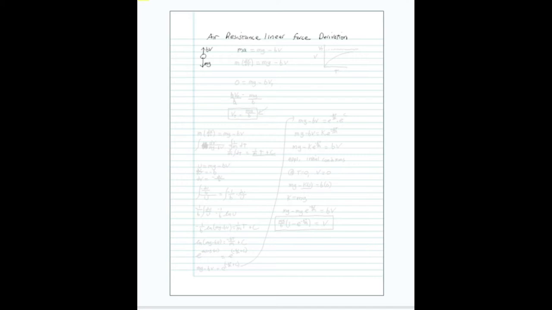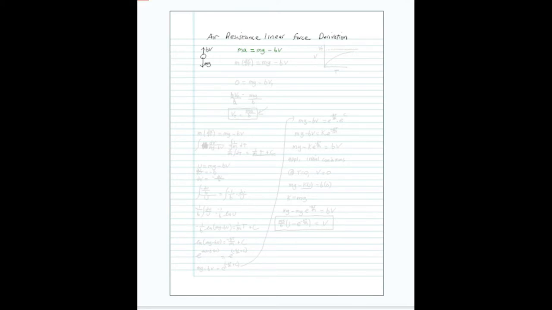So we have ma. I'm going to call the downward direction positive since it's moving downwards. So I'm going to have mg minus bv. Now the thing that I have to recognize is that the bv term there, that force, is not a constant force. It's dependent on velocity.